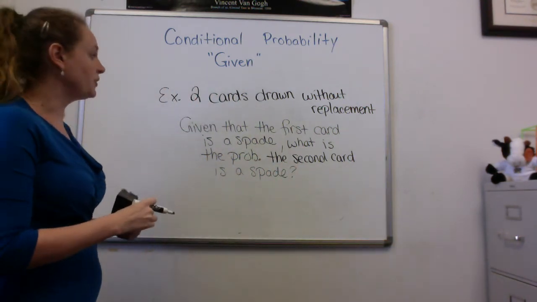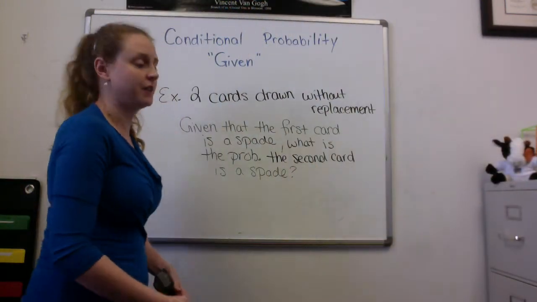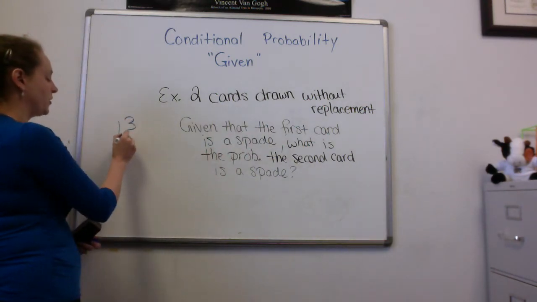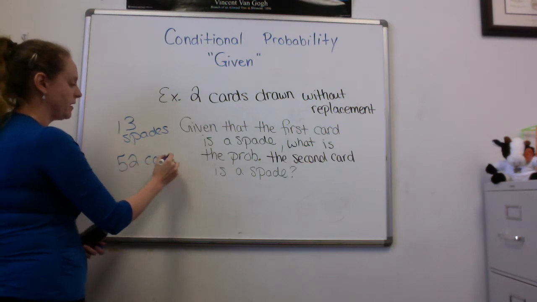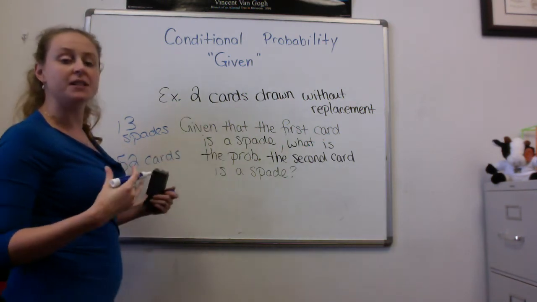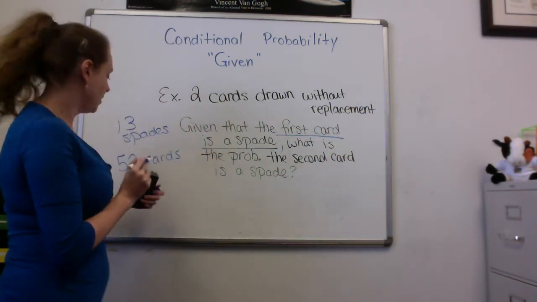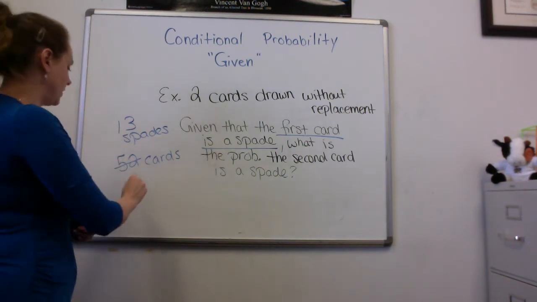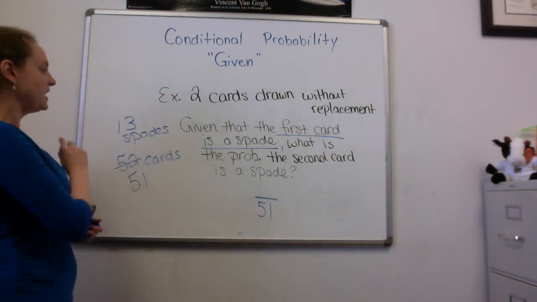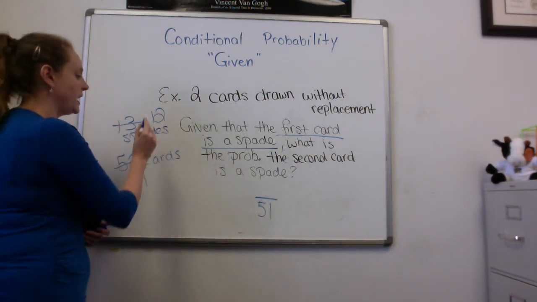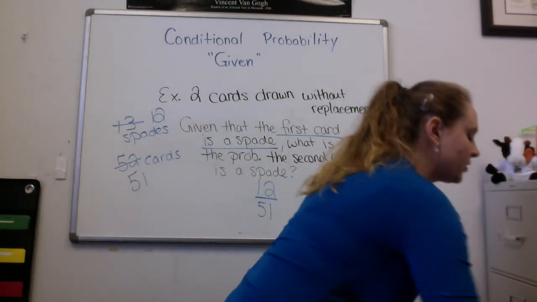All right, so when I start out a deck, there are 52 cards, and 13 of them are spades. So when I first start out, there are 13 spades and 52 cards. But I've got to worry about this given. Whatever comes after given, that's what changes my denominator. So given that the first card is a spade, what that does is take it from 52 cards down to 51 cards. And my spade start is 13, but I took one away, so I would have 12. 12 out of 51. That's going to reduce down.